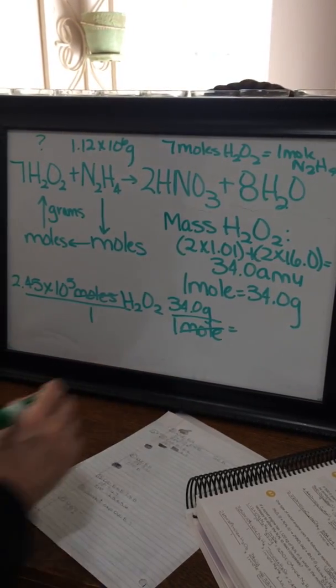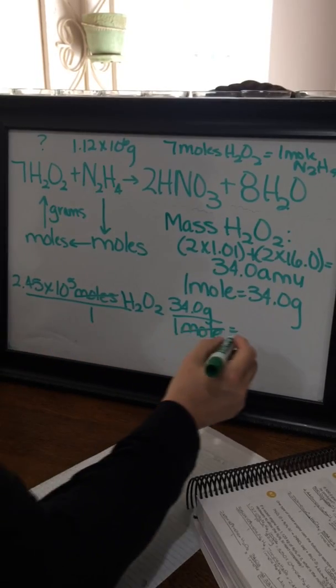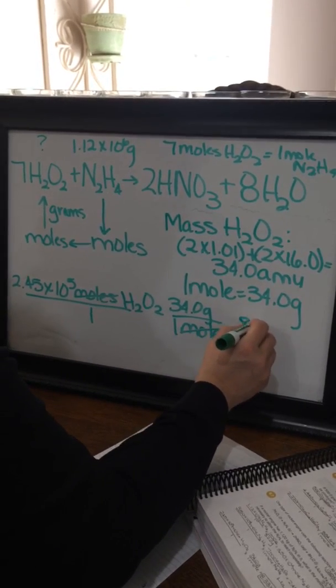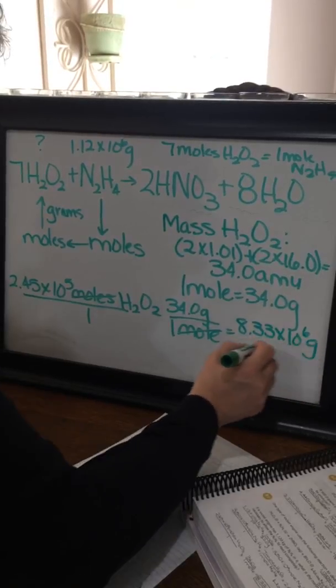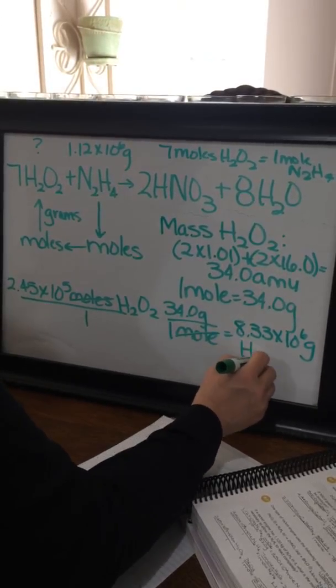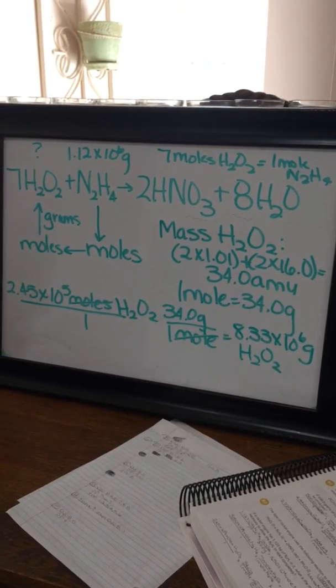My answer is going to be, again, looking at significant figures, I have 3. I have to stay with 3. I have 8.33 times 10 to the 6th grams of H2O2. Okay, that is an example of one problem.